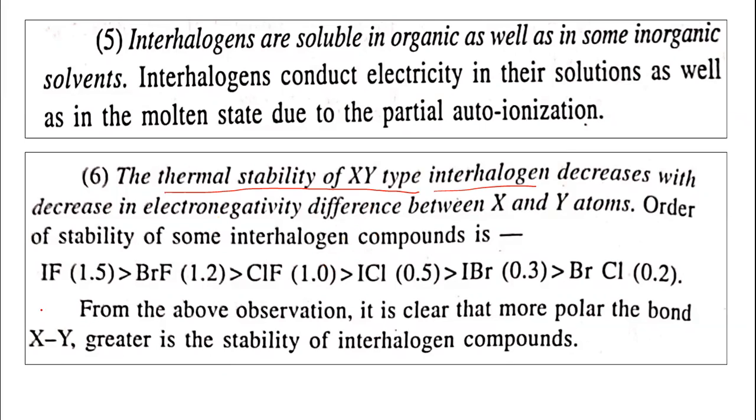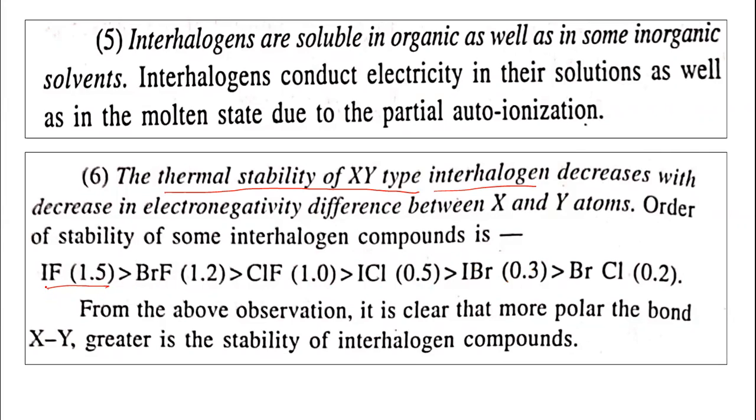For example, in iodine monofluoride the electronegativity difference is 1.5. In bromine fluoride, it is 1.2. In chlorine fluoride, it is 1.0. In iodine monochloride, it is 0.5. In iodine monobromide, it is 0.3. In bromine chloride, it is 0.2. So this is the thermal stability trend of XY type interhalogen compounds.